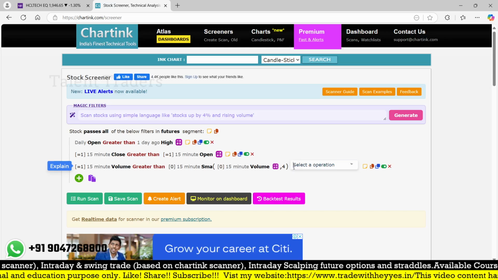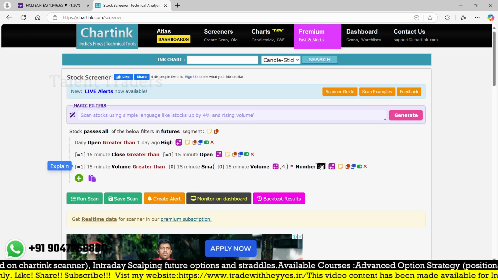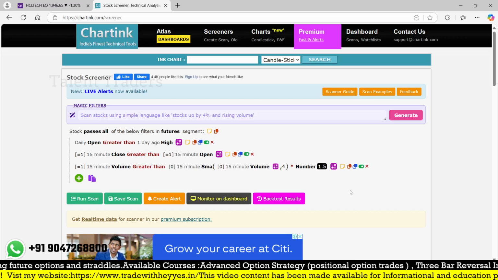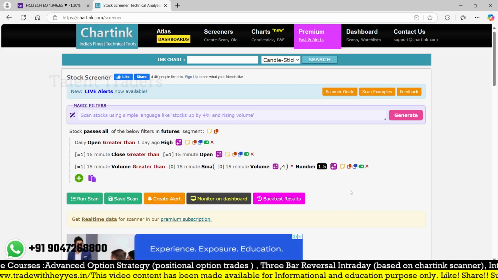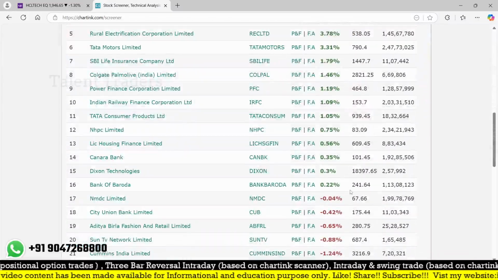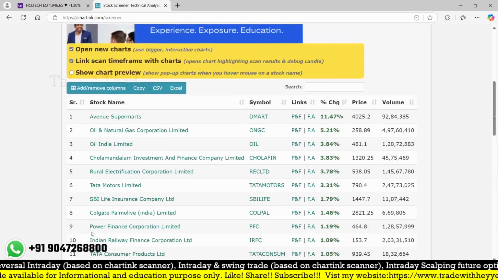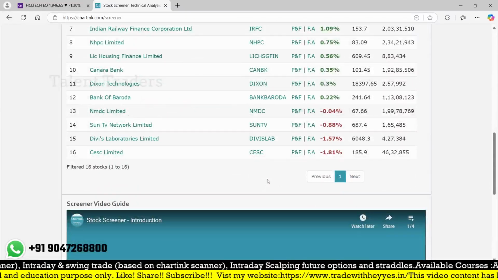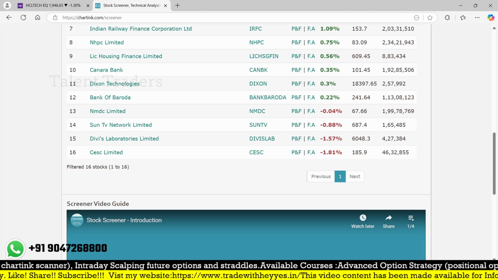Okay, and then the volume must be greater than that number multiplied by how many times. For example, I will use 1.5 times. That means today's opening volume should be greater than 1.5 times the last 5 candles volume. That I'm going to consider. If I did this line, we almost got 26 stocks. If I run this scan, how many stocks do I get? Just 16.